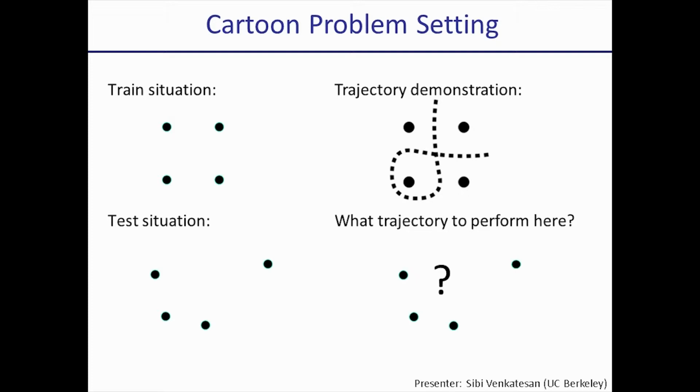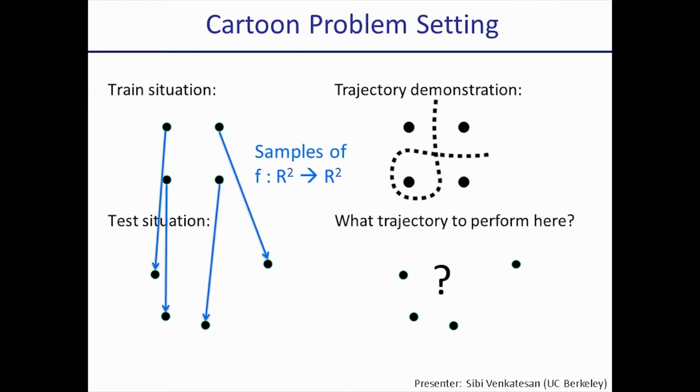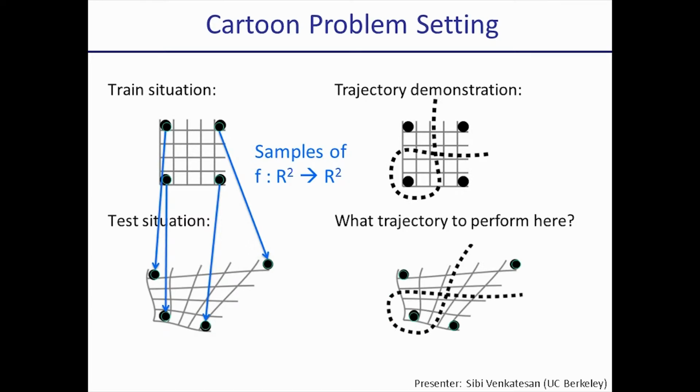Here we use a technique known as non-rigid registration, which has been explored in the past, especially in medical imaging. So we use non-rigid registration to register the points onto each other from the training situation to the test situation. The novelty of our scheme here is that after doing this, we treat these registered pairs of points as samples of a function that maps from R2 to R2, or from R3 to R3 in general, and then we essentially machine learn this function to warp the trajectory from our demonstration to the new situation.